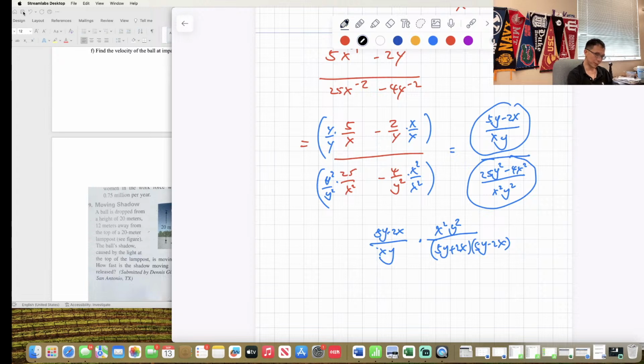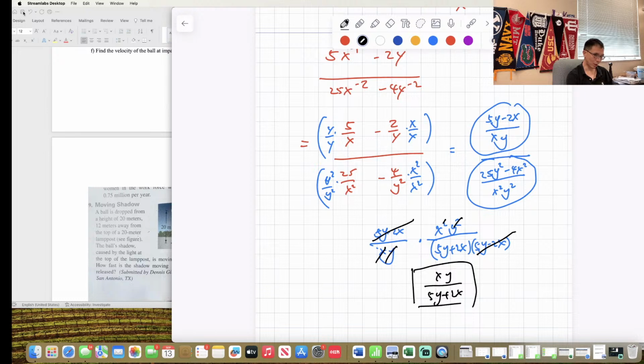Now, can those things cancel out? Does that make sense? What else can cancel out? X, y. XY, good. So we're going to cancel 1x, 1x, 1y, 1y. So it'll be xy over 5y plus 2x.